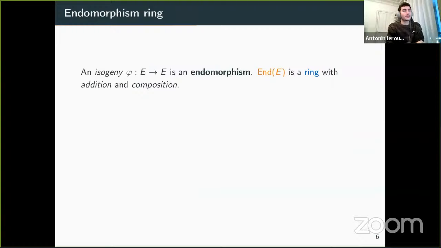So now let's introduce the endomorphism ring. An endomorphism is actually an isogeny from a curve to itself. And the set of endomorphisms is actually a ring if you look at the addition and the composition. So, a few examples of endomorphisms. We actually saw one already, which is the scalar multiplication. And this gives a way to embed Z in any endomorphism ring of an elliptic curve.